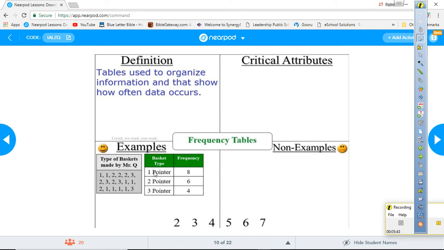And notice the difference from just data to the frequency table. This one says basket type, 1 pointer, 2 pointer, 3 pointers. And how did we fill this frequency table? Well, let's find out the frequency that I made 1 pointer. Let's see, how many 1 pointers? 1, 2, 3, 4, 5, 6, 7, 8. That's how we fill that 8 right there. The next one, how many 2 pointers? We got 1, 2, 3, 4, 5, 6 2 pointers. And how many 3 pointers? 1, 2, 3, 4 3 pointers. And that is a frequency table.